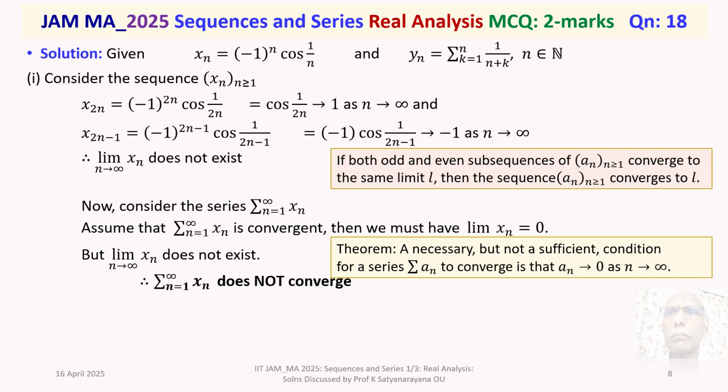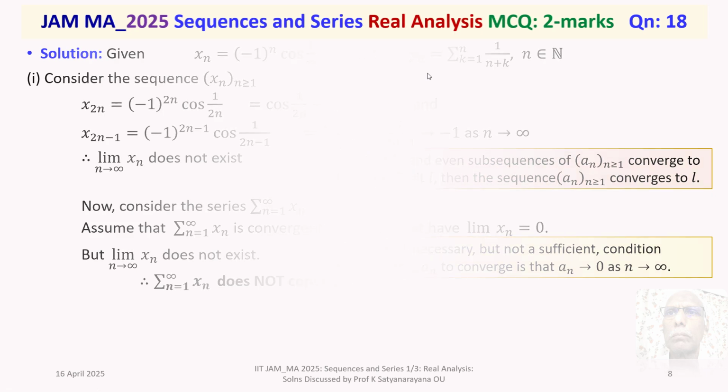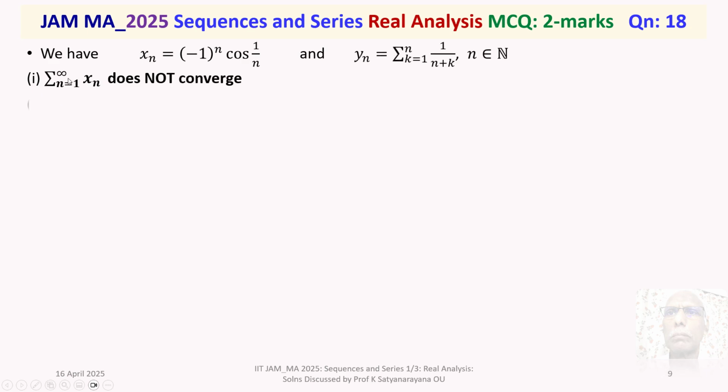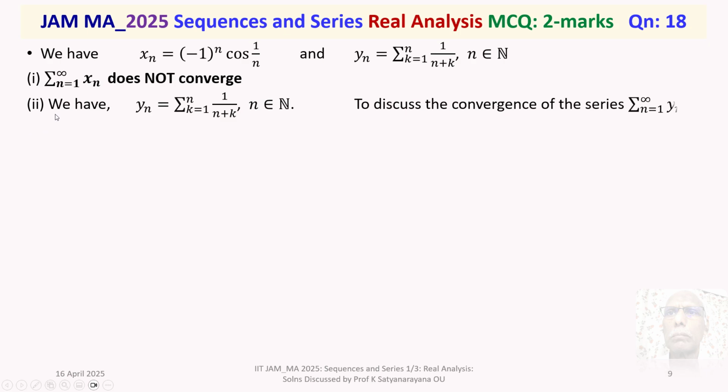Let's go for the second part, that is the yn. We have seen in the first part, sigma n is equal to 1 to infinity xn does not converge. In the second case, we have yn is equal to sigma k is equal to 1 to n of 1 by n plus k, n belongs to N. We want to discuss the convergence of the series sigma n is equal to 1 to infinity of yn.